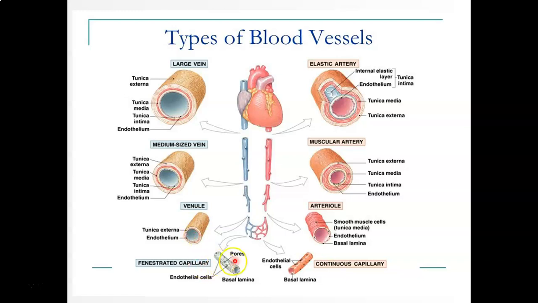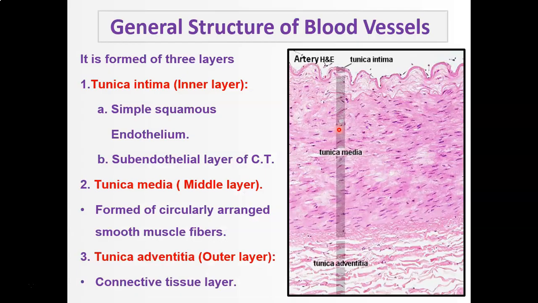Moving to the third category of the blood vessels, which is the capillaries. We have 3 types of capillaries. We will explain and elaborate on them after finishing the arteries and veins. Let's start with the general structure of any blood vessel.